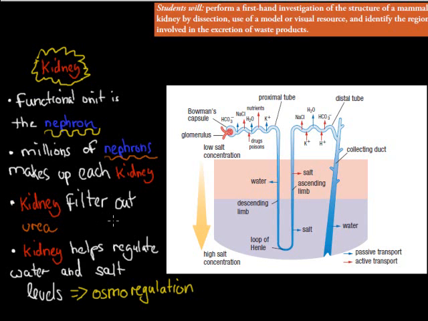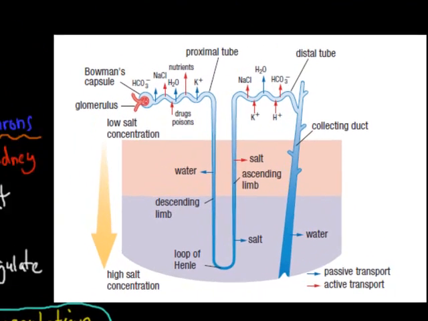Kidneys filter out urea, so one of their main roles is to filter out nitrogenous waste, and that's urea. And kidneys also help regulate water and salt levels. And there's a new word, I don't think I've mentioned it so far, and that was osmoregulation. Osmoregulation was the balance of water and salt in our body. So remember, that has to be balanced at a fine level to make sure we have an isotonic environment in our body. And osmoregulation makes sure that our salt and water levels are balanced correctly to make sure that happens.